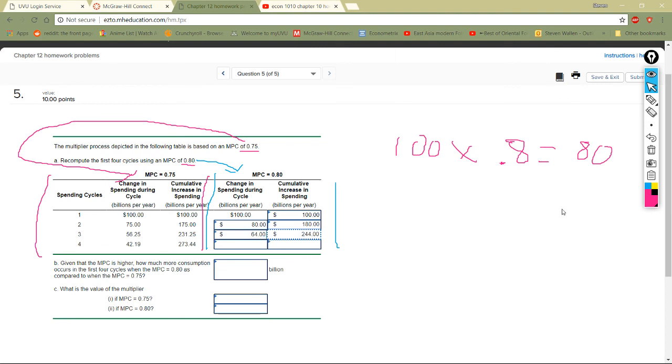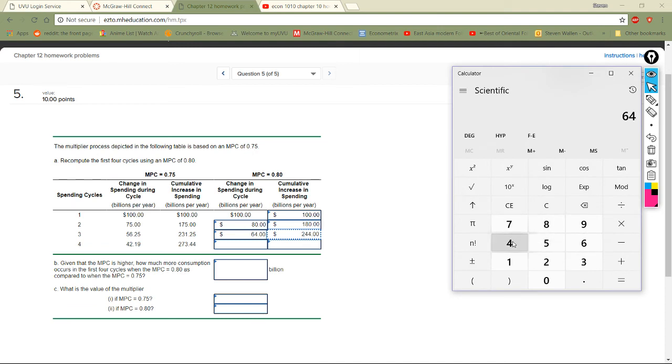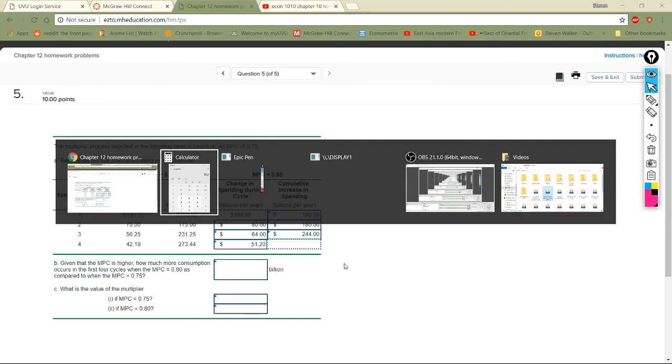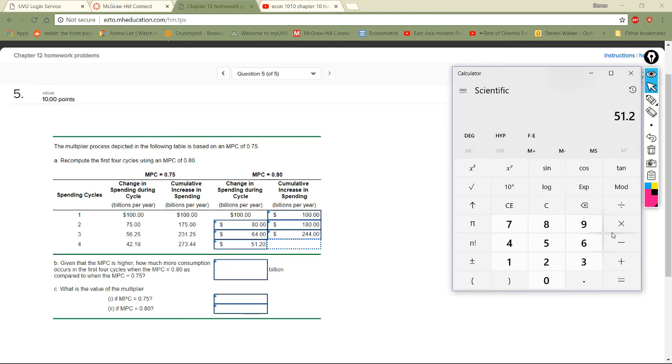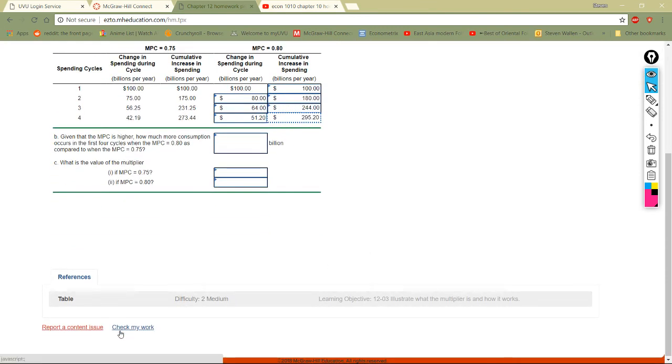All right, well, let's go ahead and clear all this stuff off so it's not too messy. Let's bring up the calculator again. So 64 times 0.8 equals 51.2, and we're going to add that 51.2. Let's go ahead and add that to this over here. Plus 244. Our new running total is 295.2. 295.2. Let's check and see if we did everything right so far.